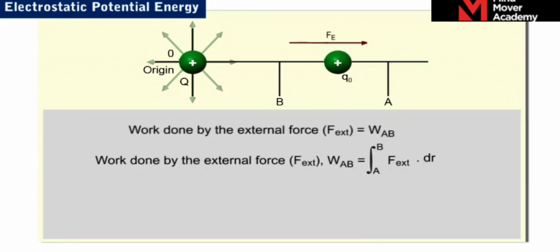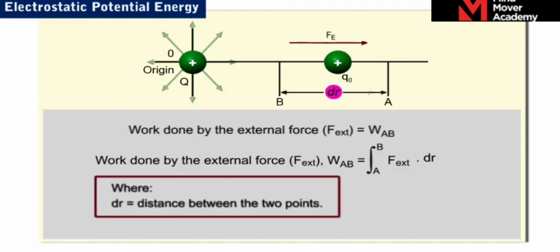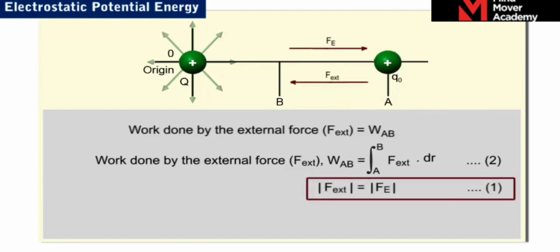This is equal to the integral of external force F dot dr in the limits A to B, where dr is the distance between the 2 points. Let us label it as equation 2. From equation 1, we know that the magnitude of the external force F is equal to the magnitude of force Fe due to the electric field.